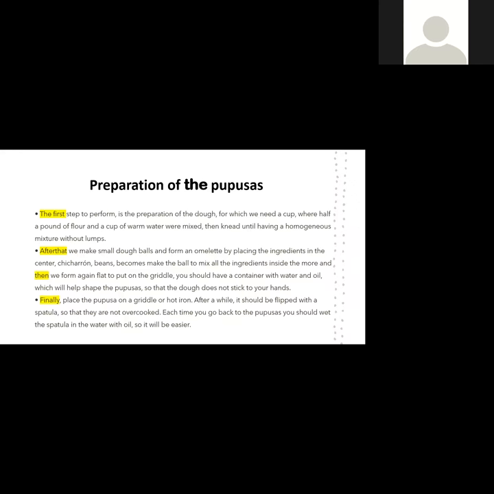Finally, place the pupusas on a grill or hot griddle. After a while, they should be flipped with a spatula so that they are not overcooked. Each time you go back to the pupusas, you should dip the spatula in the water with oil so it will be easier. Easier. Good.